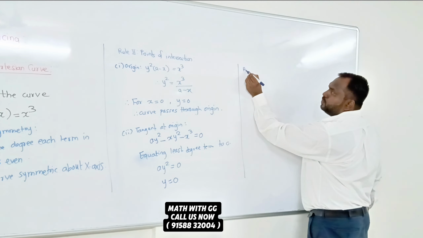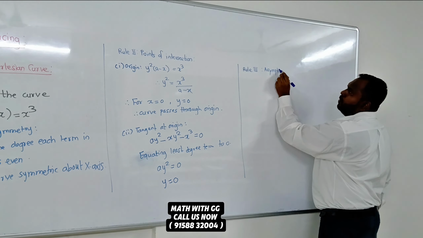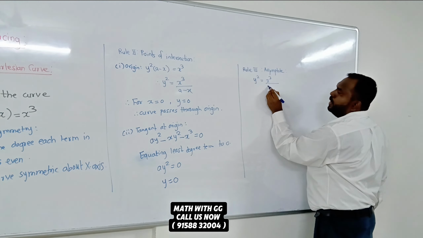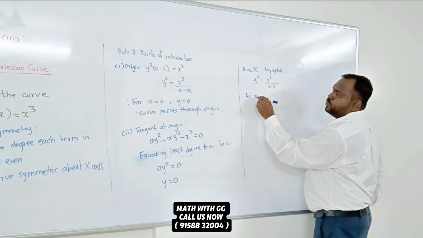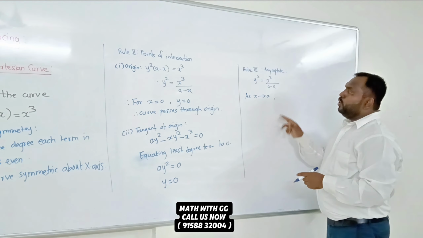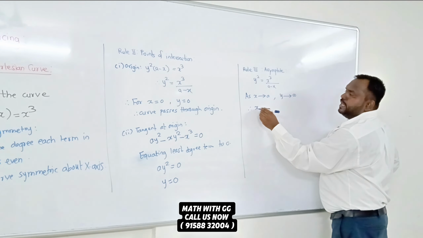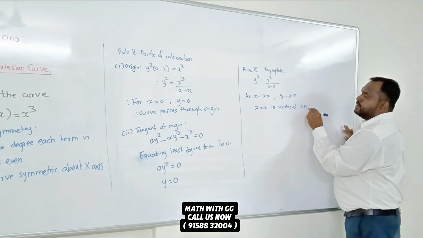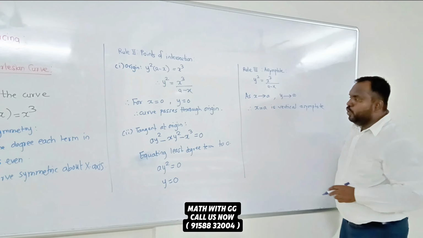Now, rule 3, asymptote. To find the asymptote, we consider the equation y square equal to x cube upon (a minus x). If you observe the denominator, as x tends to a, the denominator will be 0. Therefore, as x tends to a, y tends to infinity. Therefore, x equal to a is a vertical asymptote. Now, rule number 4, special point.